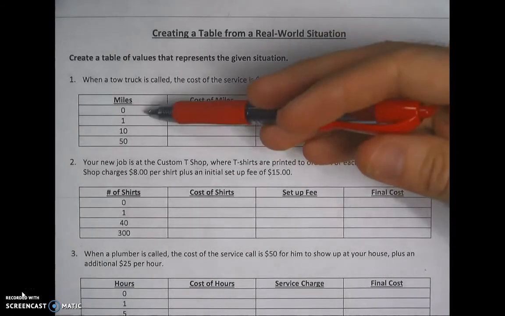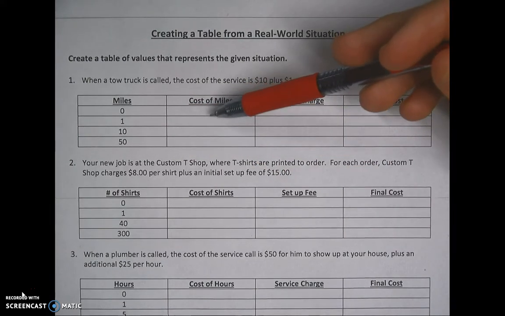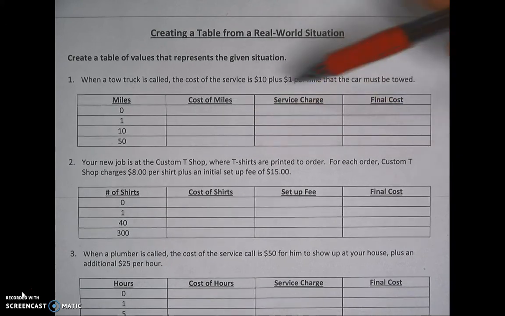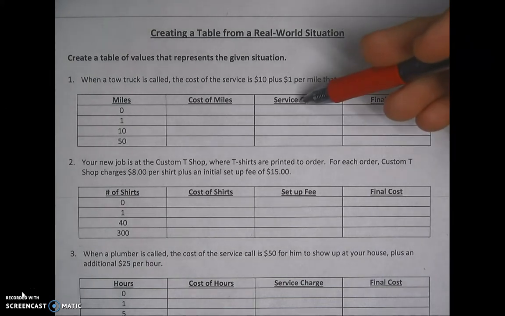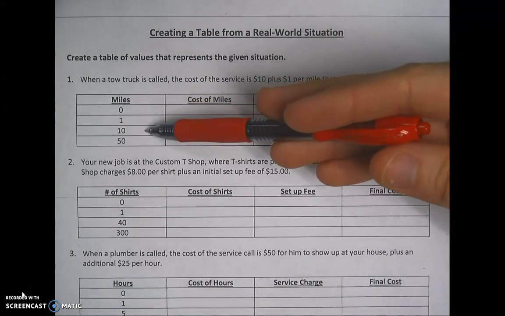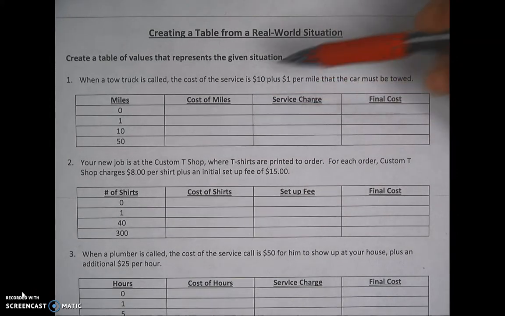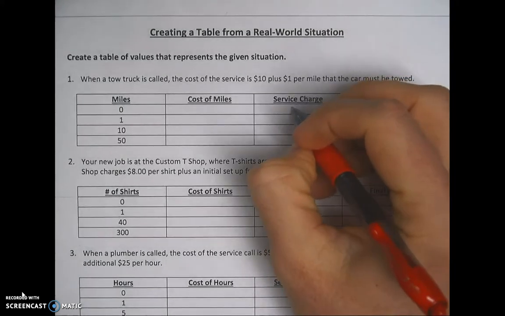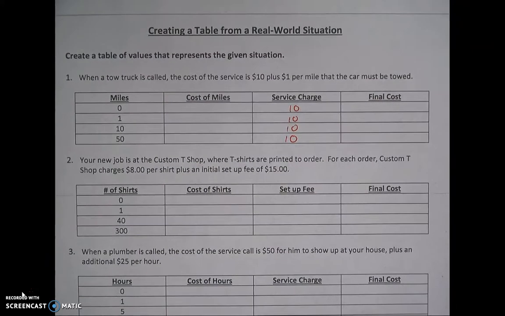So in this chart, we've got a couple different situations, different miles that you were towed. We're going to show how do we find out the cost of the miles, what's the service charge in each situation, and then what's the final cost altogether for each one. So if we start with the service charge we just talked about, that's going to be $10 whether they tow you 0 miles, 1 mile, 10 miles, or 50 miles. It doesn't matter how far they tow you. If they show up to give you some help, it's going to cost $10. So I'm going to automatically put 10 for every single one of these because it doesn't matter how far they tow you, the service charge is still $10.